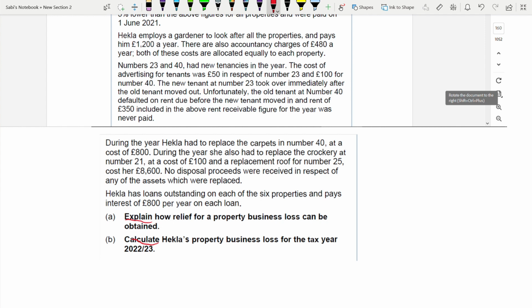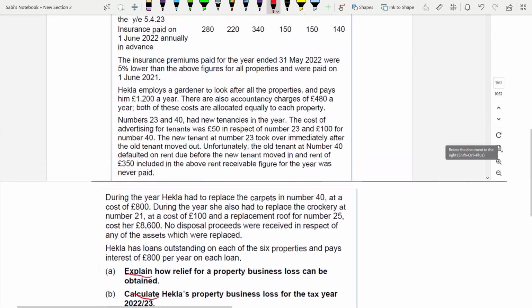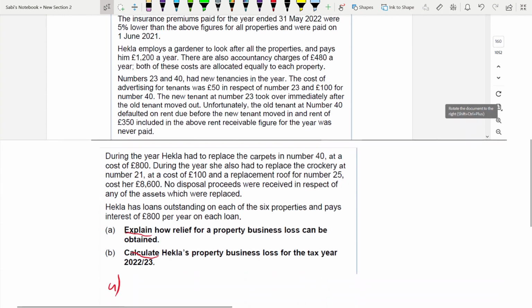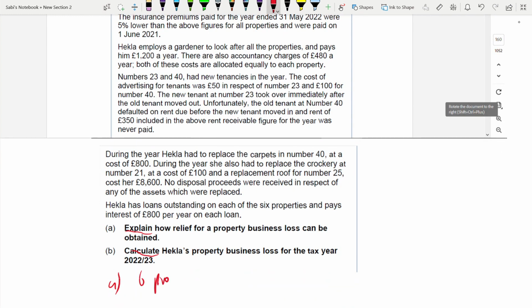So tell me. How are you going to answer for A? I'm giving you 1 minute to think, 1 or 2 minutes. Remember the loss relief? We told automatic loss relief. See, this company is having 6 property. So it's very easy that even if one or two properties making losses, some other properties might be having profit. So set off the losses of one property with the profit of another. Instant relief you will get.